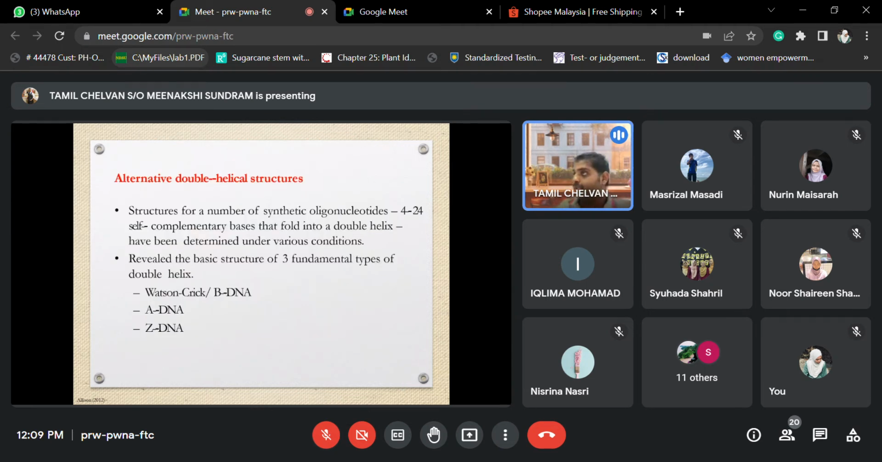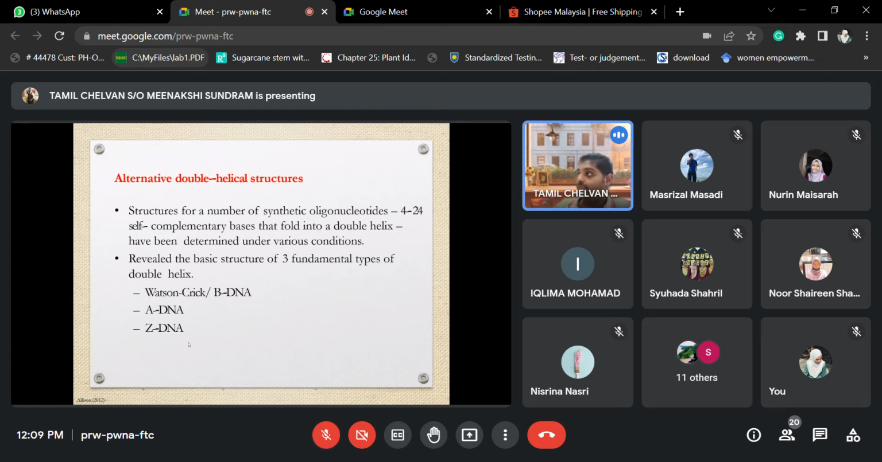When he proposed, he proposed few different types of structures, Watson Crick ni. I mean, not Watson Crick lah, few of them propose how it looks. So structures of a number of synthetic oligonucleotides, 4 to 24 self-complementary bases, that fold into a double helix have been determined under various conditions. This reveals the basic structure of three fundamental types of double helix. So how it looks, Watson Crick punya dipanggil dia B-DNA structures, how it folds. Ada yang A, ada yang Z DNA.